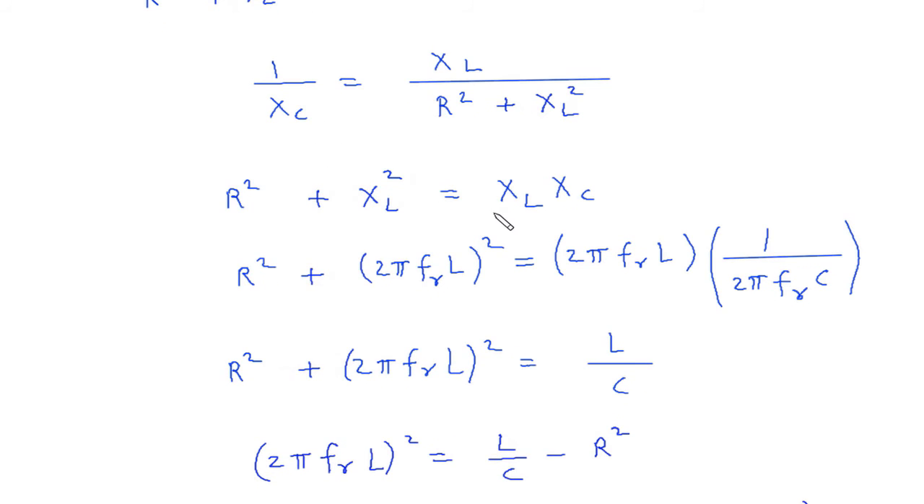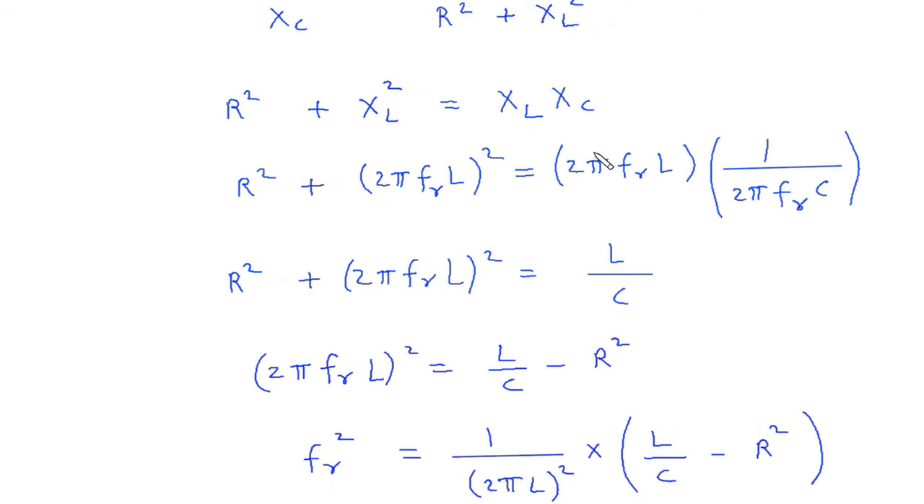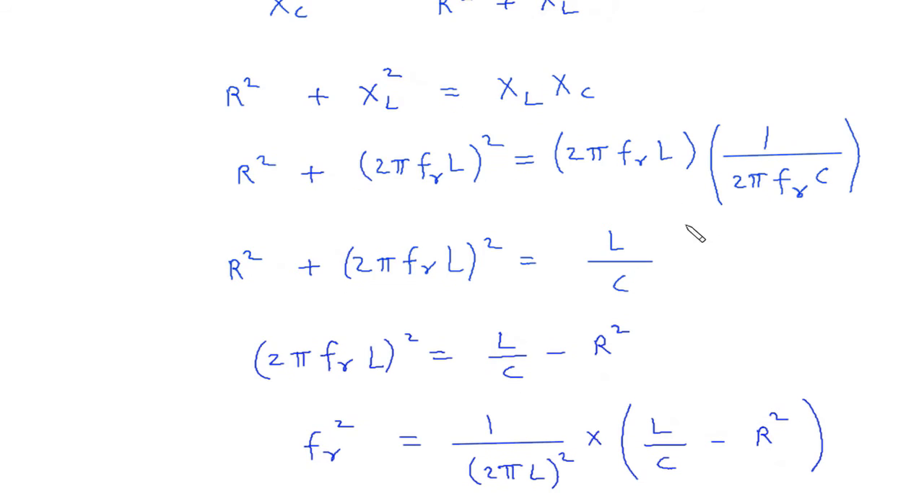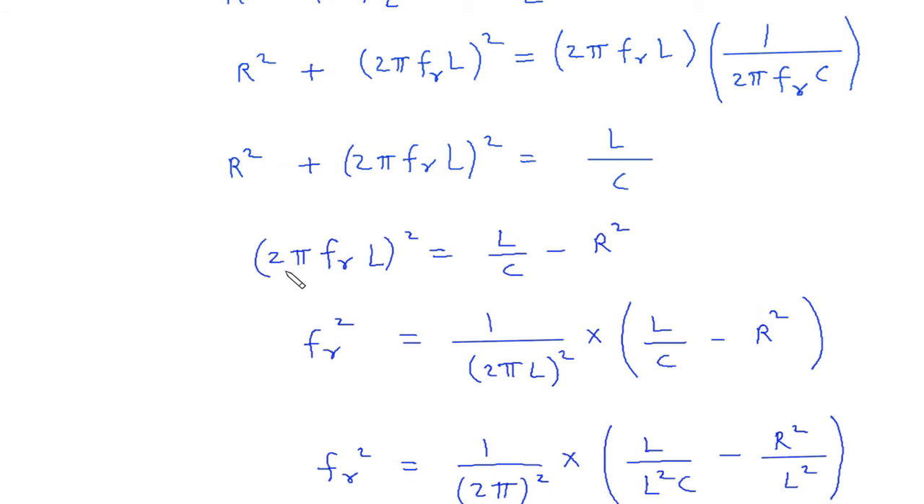So here now again XL is equal to 2πFrL, whole square, and this XL is again 2πFrL, and XC is equal to 1/(2πFrC). This 2πFr will get cancelled with this 2πFr. So what remains? L/C. Then (2πFrL)² = L/C − R².